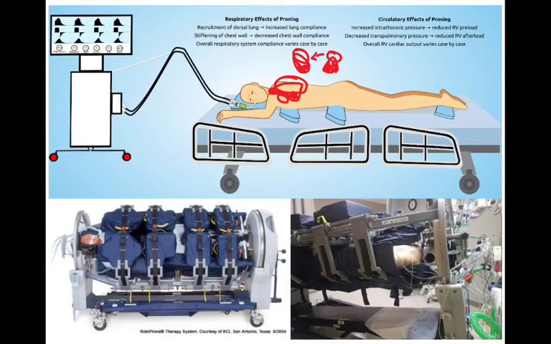And again, with COVID, we did not have enough of these roto-prone beds. This bed will lay the patient on their stomach, keep the patient on their stomach, but it actually rotates back and forth. So we're mobilizing secretions in addition to proning. Whereas if you're laying in the prone position manually, it's hard to do the rotation. We can get the bed to physically rock back and forth, though, to rotate and mobilize secretions.